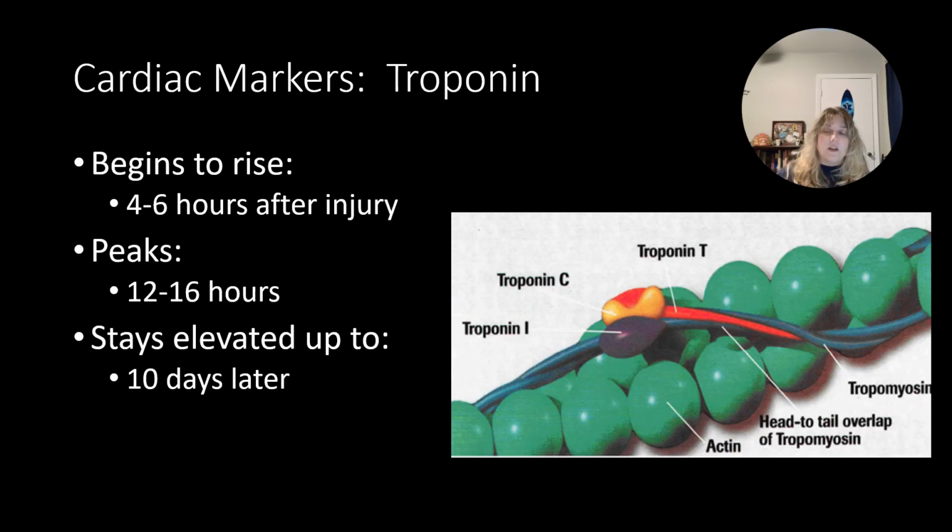Now, while we like to utilize troponin alongside all the others, it will also rise about 4 to 6 hours after the injury. It peaks at 12 to 16, but if you look at the total here, it stays elevated up to 10 days later. So that's how we are able to use that alongside our others to try to make some sort of diagnosis, or the physicians do, we don't. But it gives us an idea of what's going on.